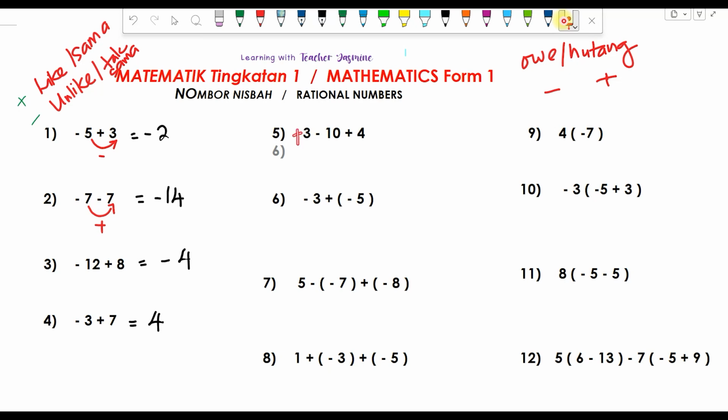Kalau tak ada simbol di hadapan, bermakna simbol tu apa? Positive, right? If there's no symbol, that means it's a positive 3. So positive 3 means ada dalam poket RM3. Tapi kamu ada hutang orang RM10. You are owing somebody RM10. So you pay back what you can first. After paying back what you can, you still have RM7 that you owe the person.